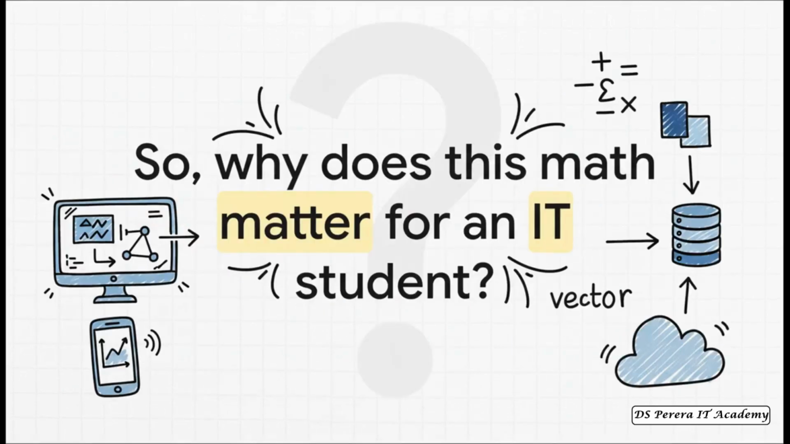Right. I bet at this point you're asking the most important question of all. Okay, this is all very interesting math, but why on earth does an IT student need to know any of this abstract stuff? And you know what? That is a perfectly fair question. And this next part is where it all comes together.